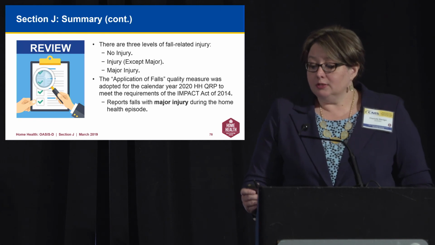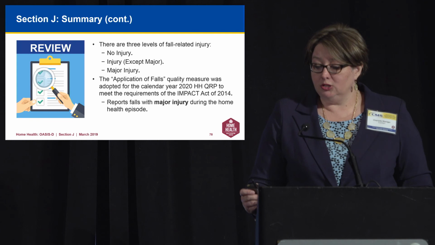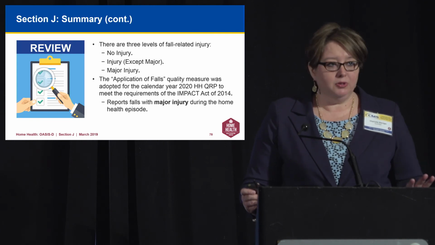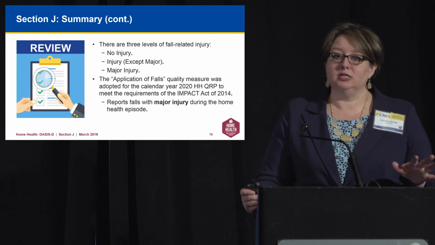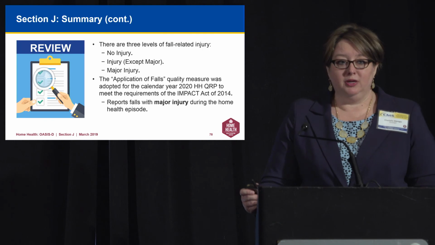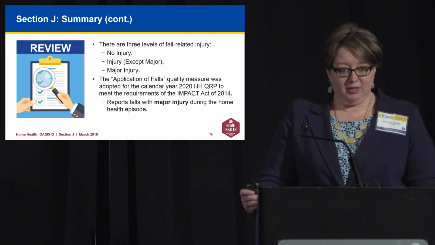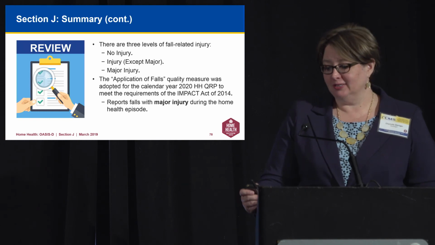There are 3 levels of fall-related injury: no injury, injury except major, and major injury. And we did give examples for the injury except major and the major injury. And again, I just want to impress upon you guys, those are examples. It's very clear in the guidance manual that we are using clinical judgment, right, to determine how we're going to be categorizing those falls. Okay.